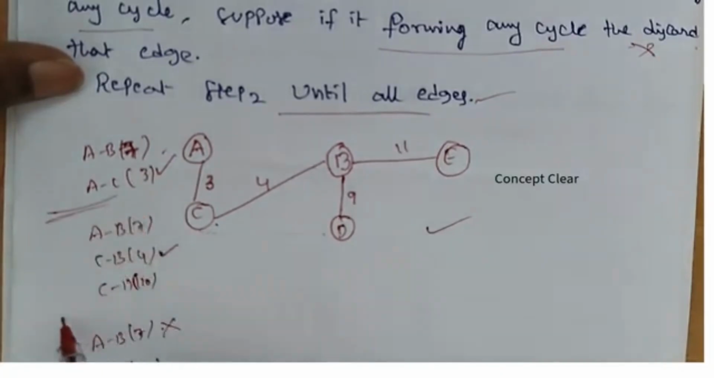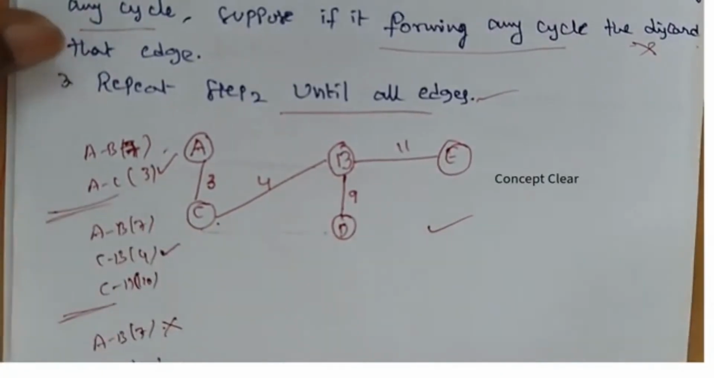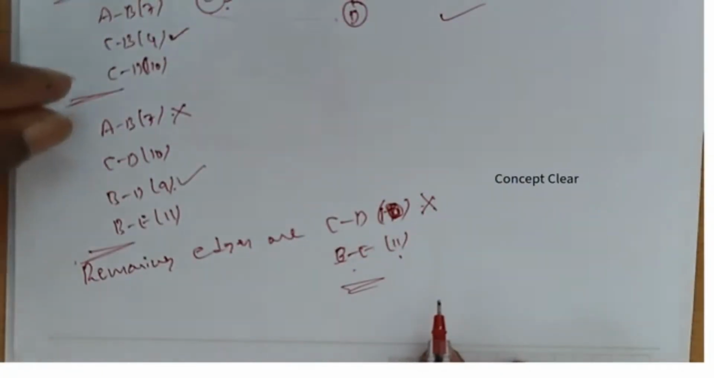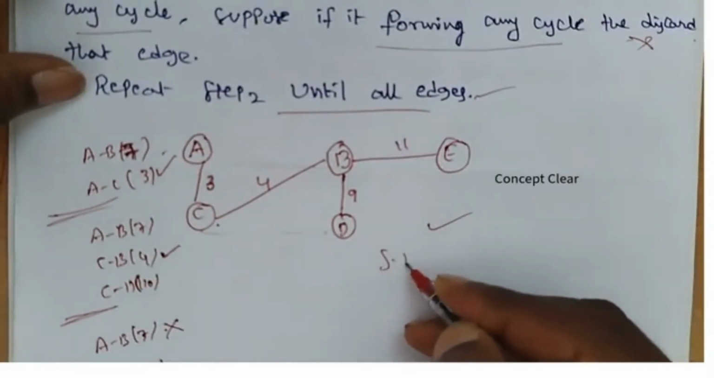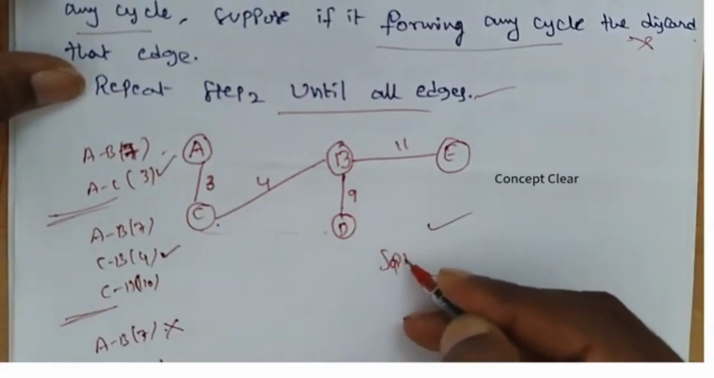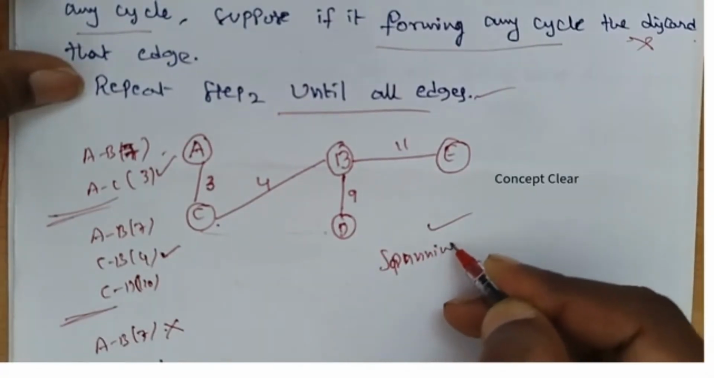This is the first step, this is the second step, third step, and fourth step. Okay, what is the graph? This is the spanning tree.